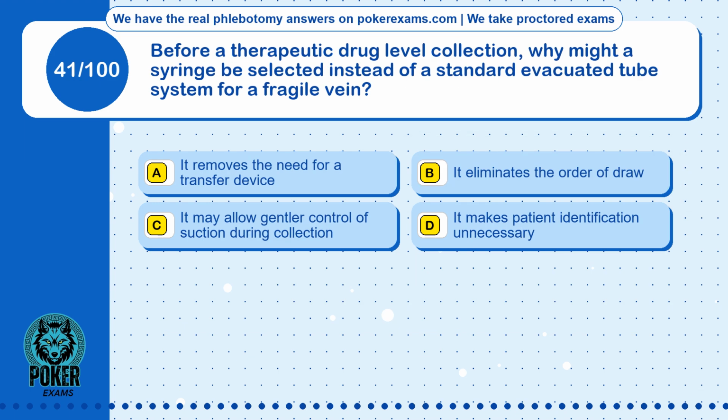Question 41. Before a therapeutic drug level collection, why might a syringe be selected instead of a standard evacuated tube system for a fragile vein? Option A. It removes the need for a transfer device. Option B. It eliminates the order of draw. Option C. It may allow gentler control of suction during collection. Option D. It makes patient identification unnecessary.